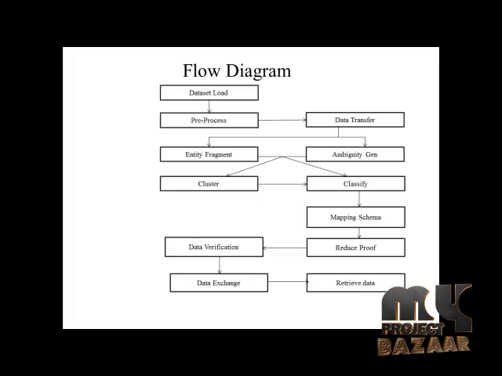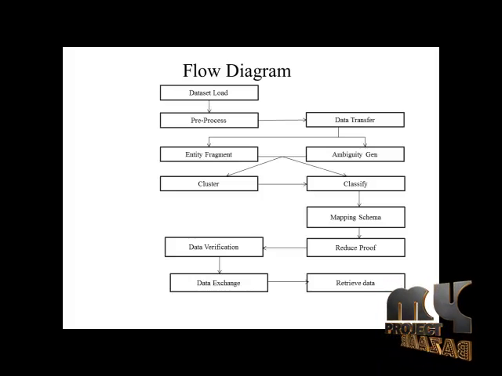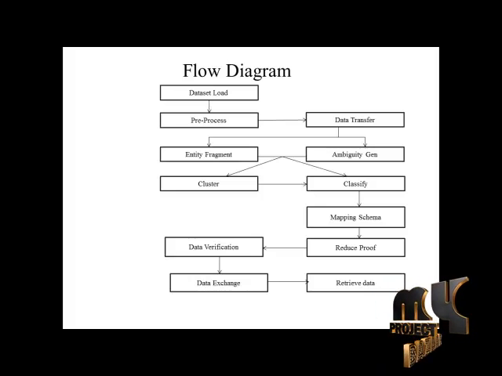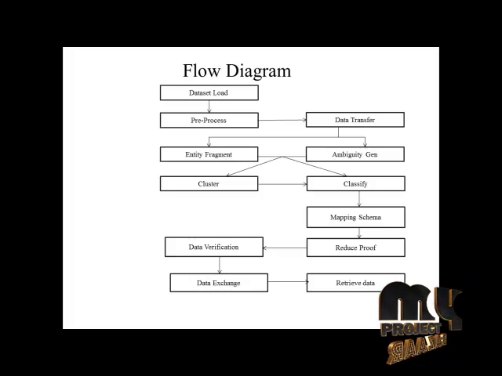The first step is the dataset load. Here we will create a dataset with different attributes, using student details to prepare our dataset. So first the dataset will be loaded. Then we come to pre-process. Pre-process is one of the processing techniques used to remove null or invalid values. The pre-processed data will then be stored in the database.